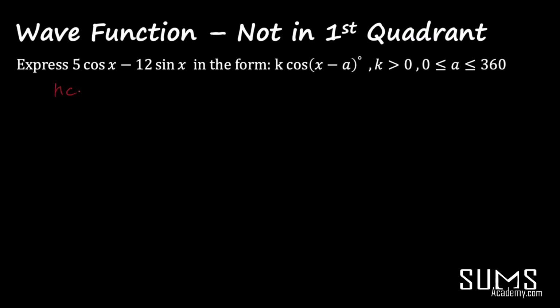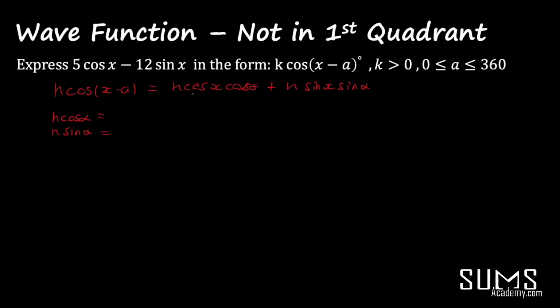So k cos(x minus a) is equal to k cos x cos alpha plus k sin x sin alpha. The reason I'm saying alpha instead of a is just because I like to differentiate between the two, and this will become a bit clearer in the end. So k cos alpha and k sin alpha are equal to what?